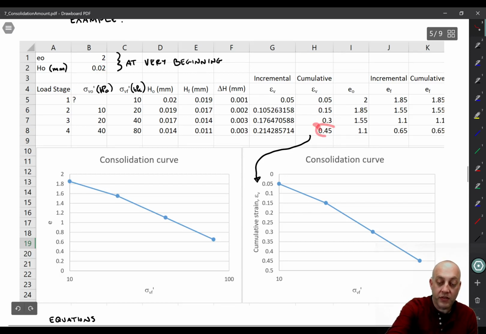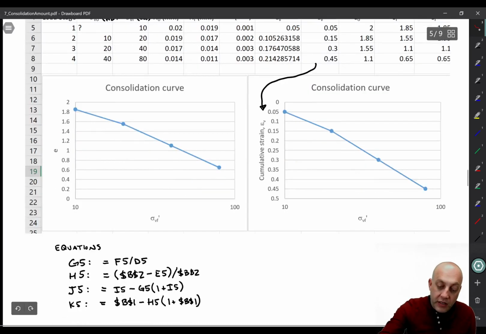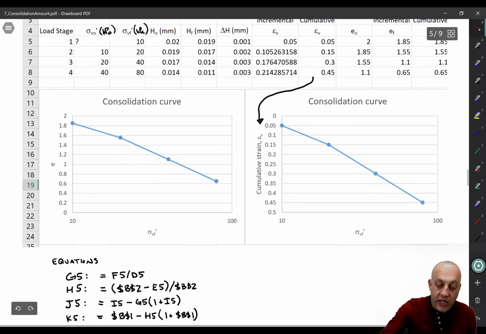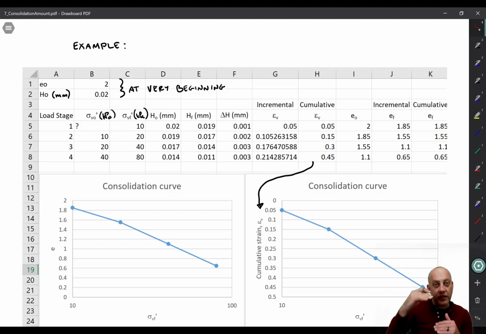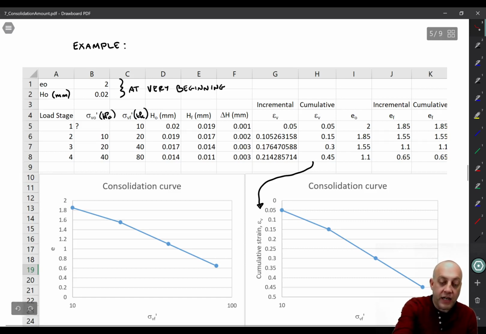So this one down here is still referencing B2. What we're doing here is using the change in height relative to the initial height. So B2 minus E5, right? $B$2, so always 0.02, minus the final height of the specimen at the end of each load stage. That's the cumulative amount of settlement that's happened since the very beginning. And then we divide by the very initial height at the beginning.